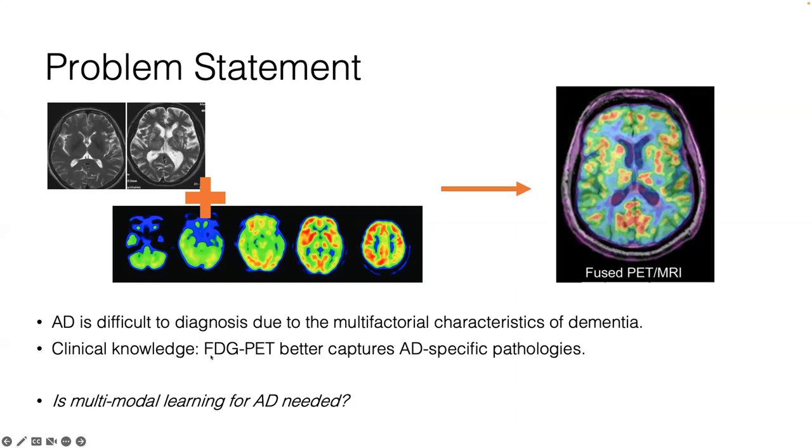We saw that there are several visual displays in those images of dementia and Alzheimer's disease. The idea in this paper comes from the clinical knowledge that PET scans better capture Alzheimer's disease-specific pathologies. Deep learning approaches have recently used multimodal approaches, fusing MRIs and PET scans together to grant better accuracy and performance for detecting Alzheimer's disease. But the authors of this paper took this clinical knowledge that PET scans are better for Alzheimer's disease and tested it, raising the question: is multimodal learning even needed for Alzheimer's disease detection?